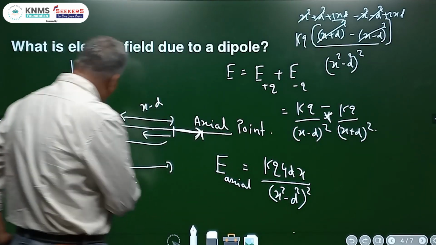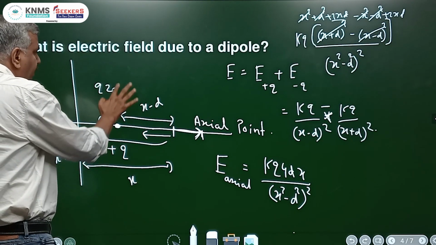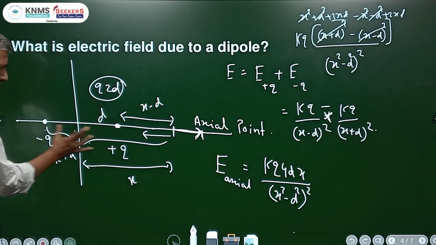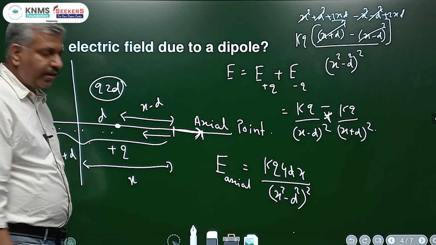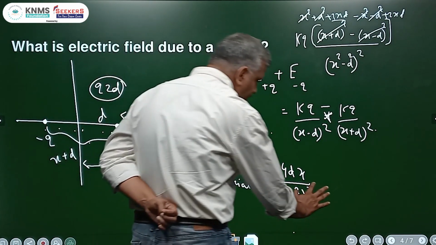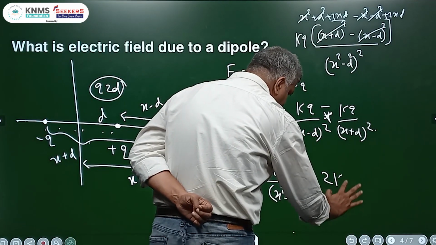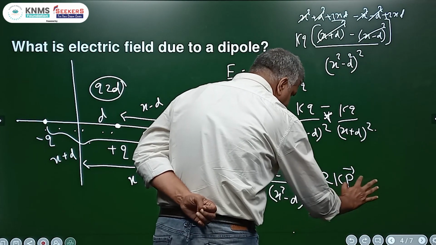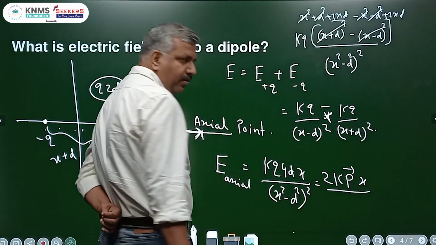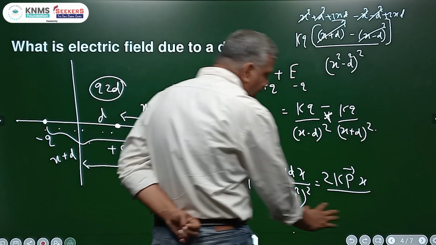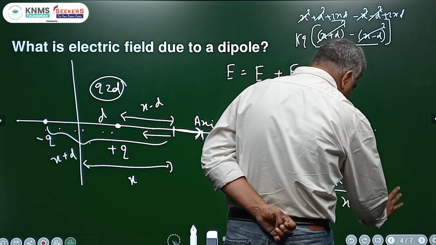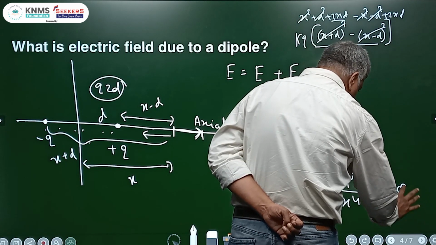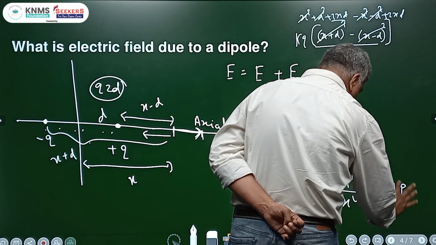So, the dipole moment for this will be q into 2d. Why q into 2d? Because this is d, this is another d. So, the total distance separating the two charges is 2d. So, the dipole moment will be q into 2d. So, when I substitute here, I will get 2 times kpx. Similarly, if I take d to be very small, I will get x power 4, which if I rearrange and cancel, I will get 2 times kp by x cubed.